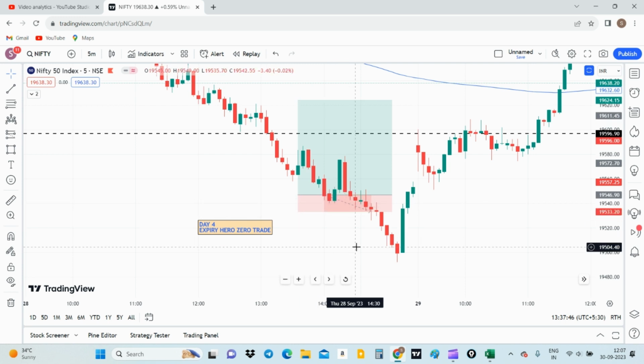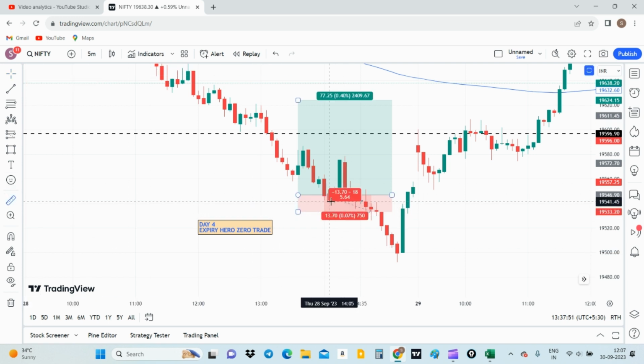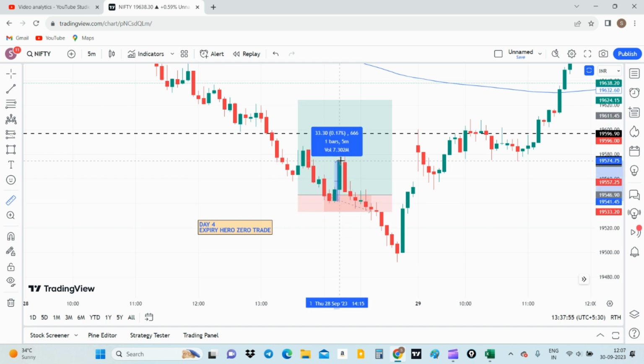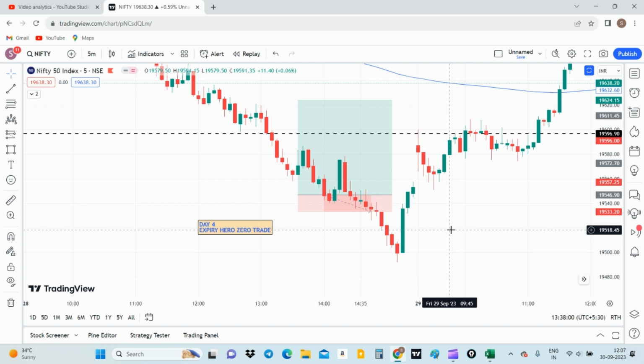If I move on to the 1 minute time frame, I had made an entry around 540 odd levels, and we saw a sharp rally of like 30-33 points. The premium, where I had made an entry at around 14 and a half, went on to 30-32 plus.